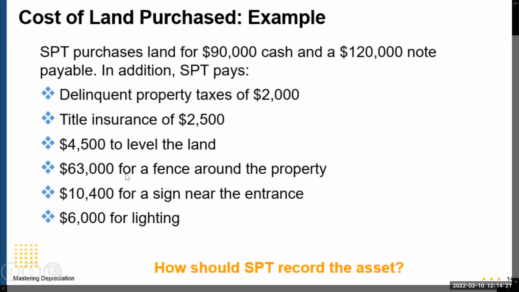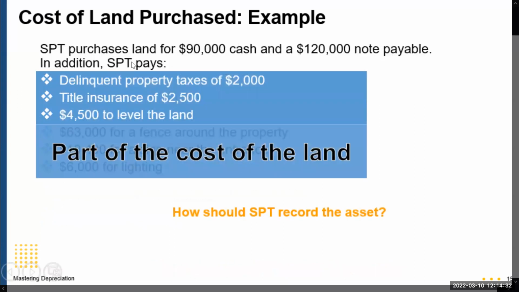What about the fence and the sign and the lighting? No. They're nice. They put these in order for you. These three are all the improvements. So if we look here, they've got the property taxes, the title insurance, and leveling the land. Those are all going to land. So if we added all those up, that would be the land.